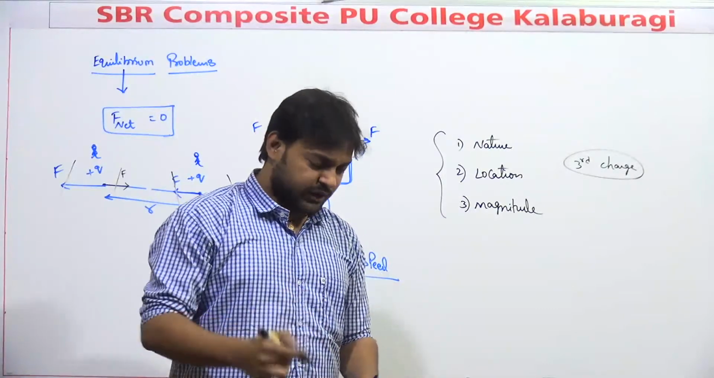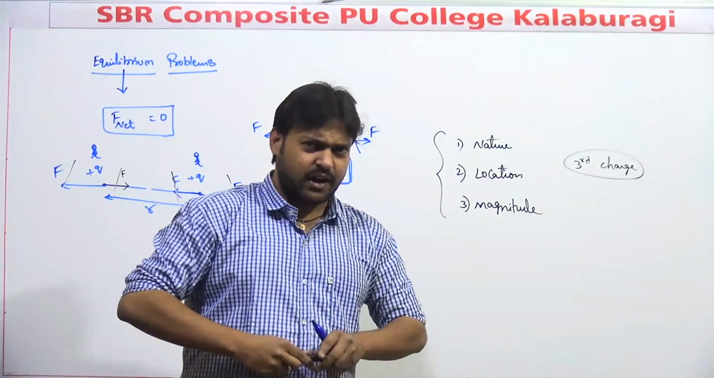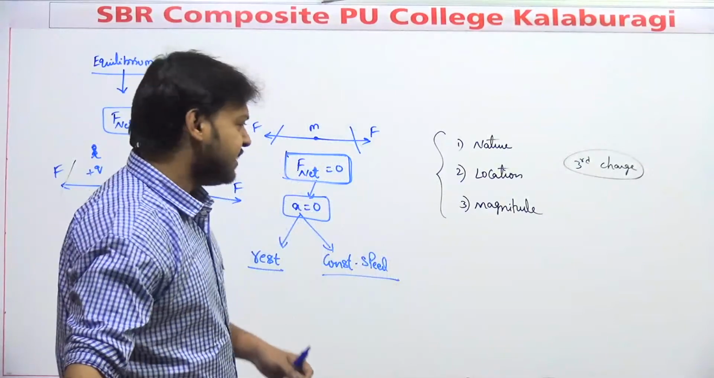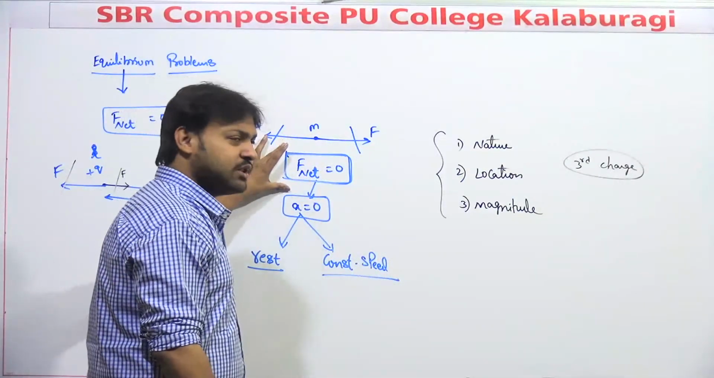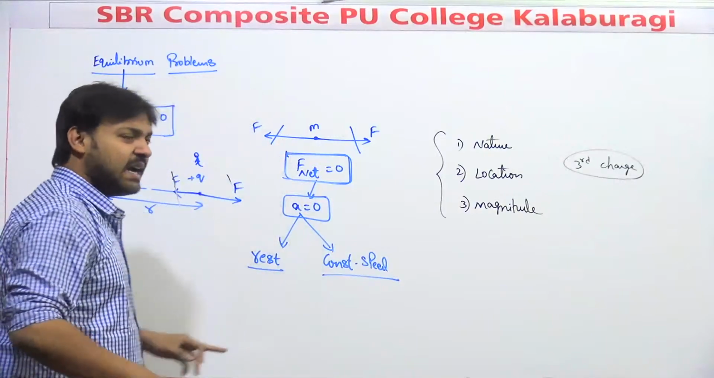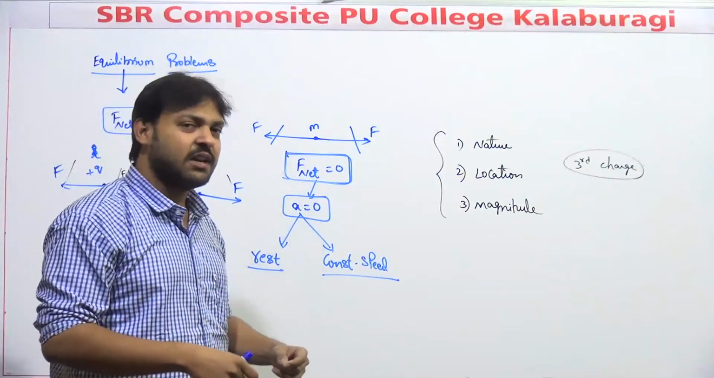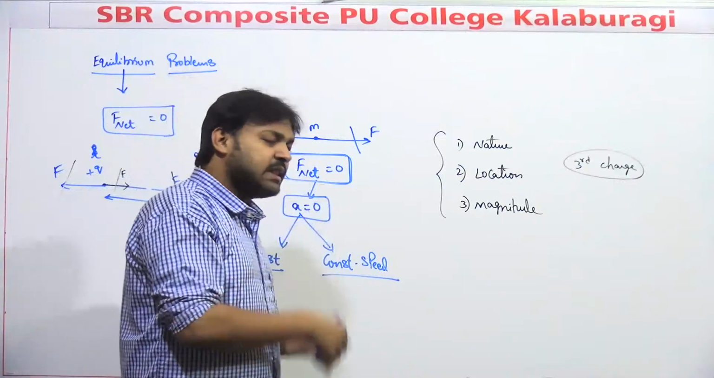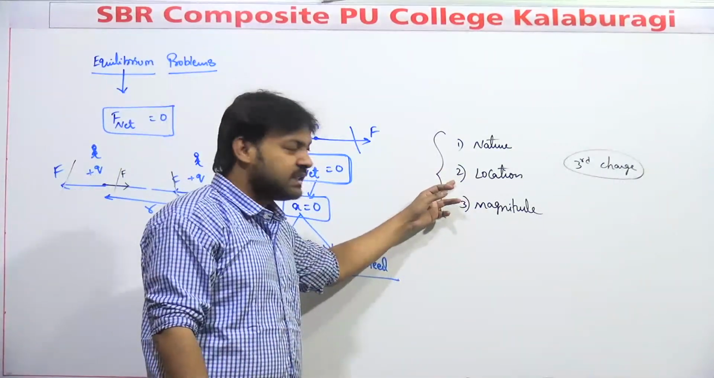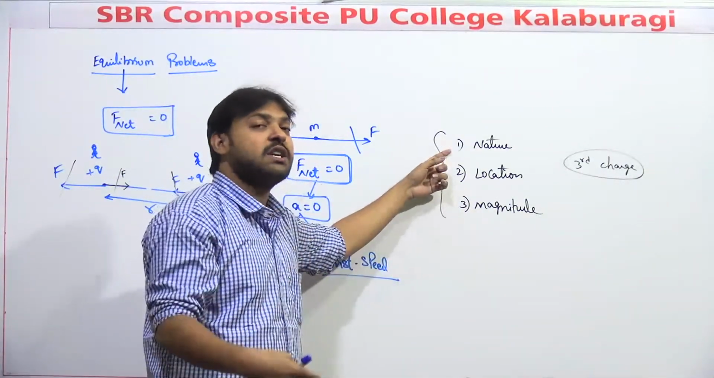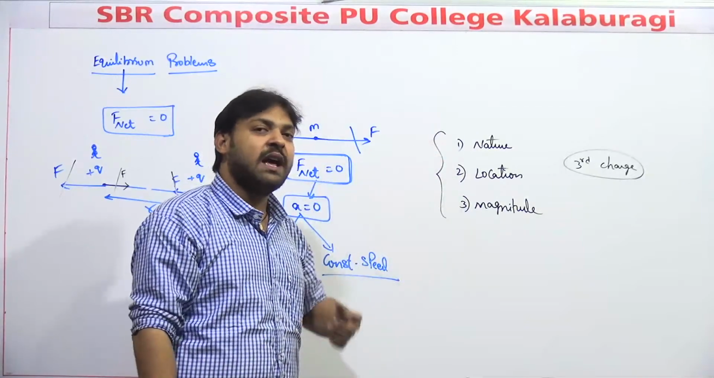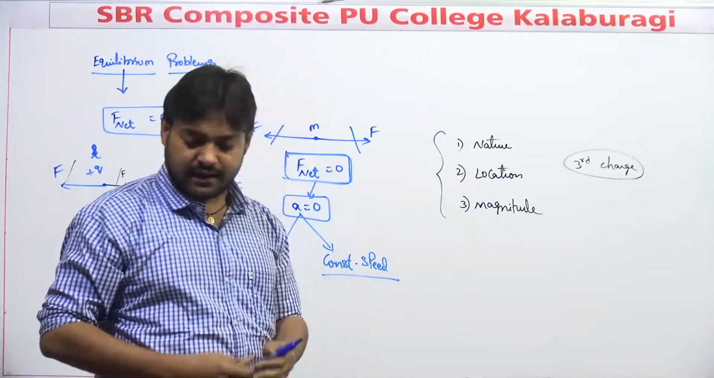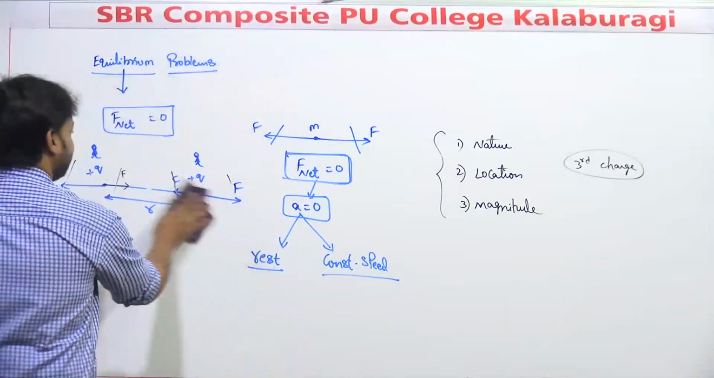Clear about the point? The types of equilibriums we will see after 5 or 10 minutes. Now try to understand this point. Net force should be equal to 0. With two charges we can't get that equilibrium condition, so we have to place a third one. Where we have to place it, what is the nature, whether a positive or negative charge, and what is the magnitude, everything we have to calculate. Alright? So start.